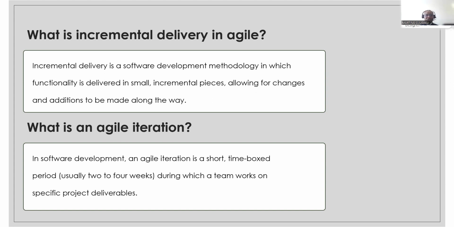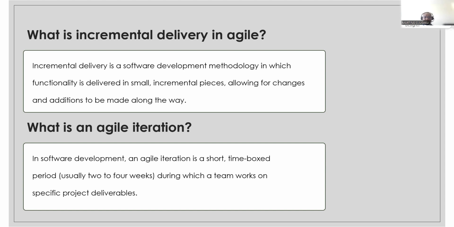In the same vein, it's important also to understand some terms I've been mentioning while discussing the Agile methodology. One of those terms I mentioned was incremental delivery in Agile. And what does that mean? Like I've said before, in software development methodology, incremental delivery is more or less like delivering things in small, incremental pieces. And this allows for changes. It allows for additions to be made along the way.